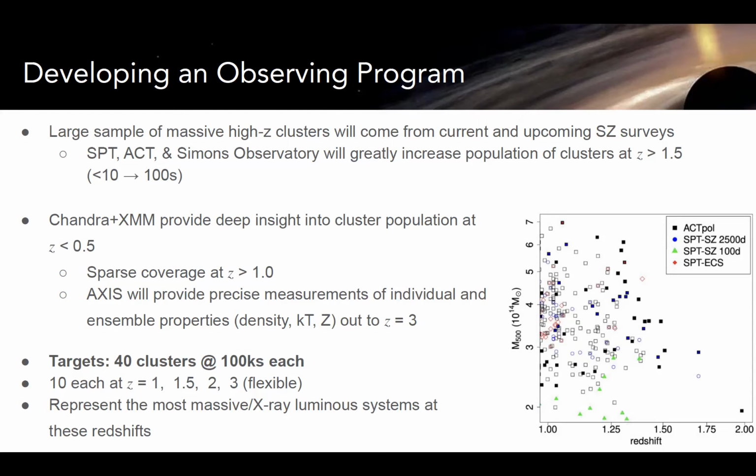And so we've developed an observing program using AXIS that targets 40 clusters at 100 kiloseconds each for a total of 4 megaseconds, with 10 clusters each at redshifts of 1, 1.5, 2, and 3 to get a broad picture of this evolution. And we're allowing ourselves to be flexible here because while we don't truly know the extent of the upcoming cluster catalogs from these SZ surveys, we expect that these clusters are going to be representative of the most massive X-ray luminous systems at these redshifts that will be primed to deliver the most interesting physics to us.